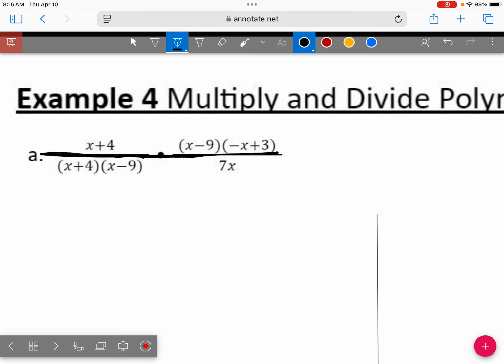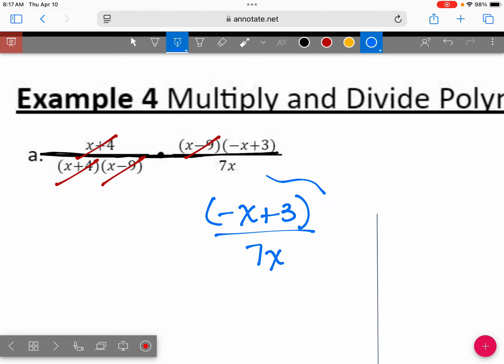So is there anything that you see that's upstairs and downstairs that we can take away? What'd you say, Juan? X minus 9. All right, we're going to take that away, take that away. I agree. Anything else? X plus 4? Can we take away x plus 4? Yes, no? Okay. Anything else? All right, so then that leaves me with a negative x plus 3 in the top and a 7x in the bottom. And that is it. So we started off with one that was already factored. We didn't have to do any factoring.